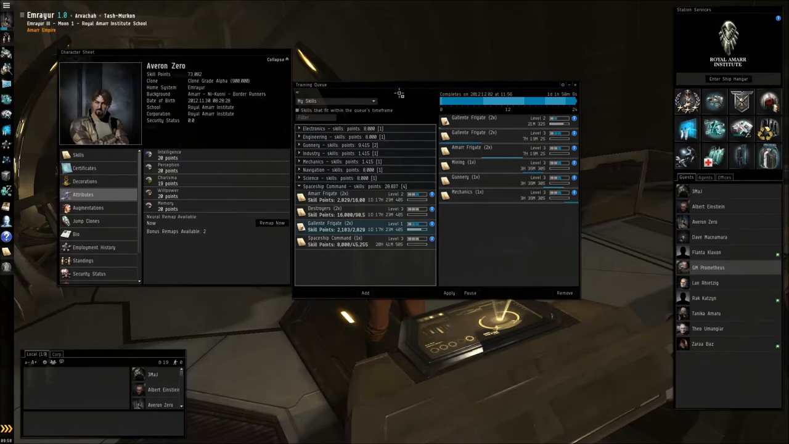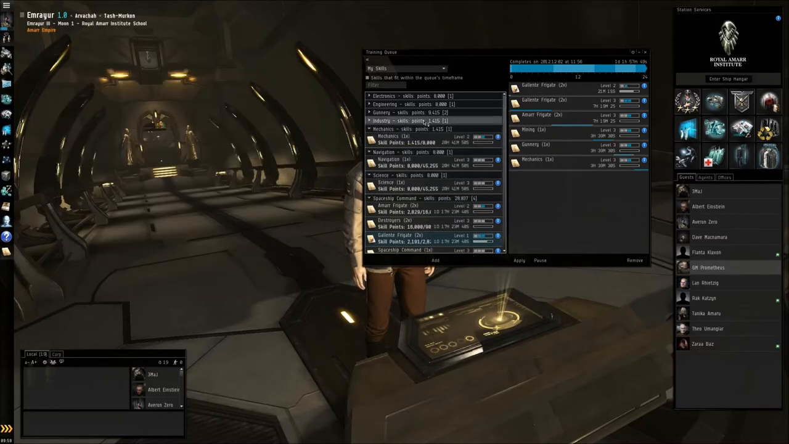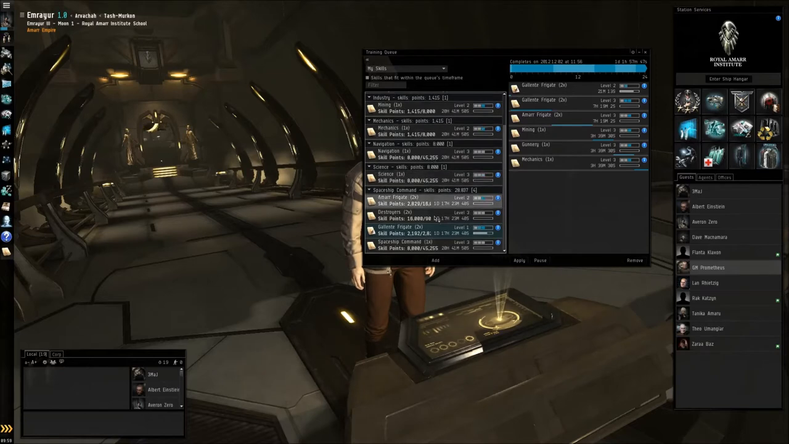So these are my skills, and I've got a skill plan for a day and 1 hour right there. I'll be working on Gallente Frigate level 2 and 3, then Amarr Frigate level 3, Mining level 3, Gunnery level 3, and Mechanics level 3. At the start, you don't have many starting skills, you've got a few. And I did purchase two here, Destroyers and Gallente Frigate.